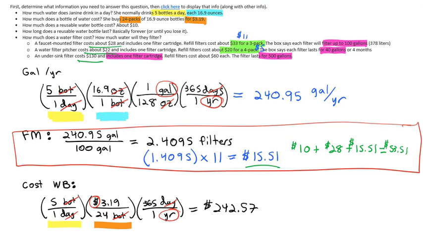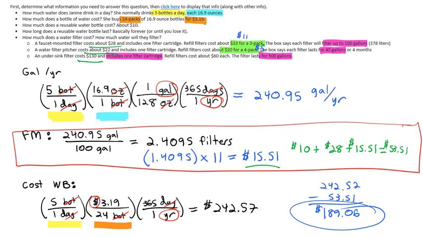So how much is she saving? We just have to take that $242.57, subtract off the $53.51, and we'll end up with $189.06 in savings by switching to the faucet mount filter.